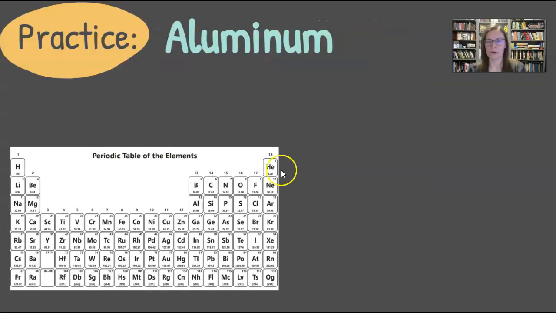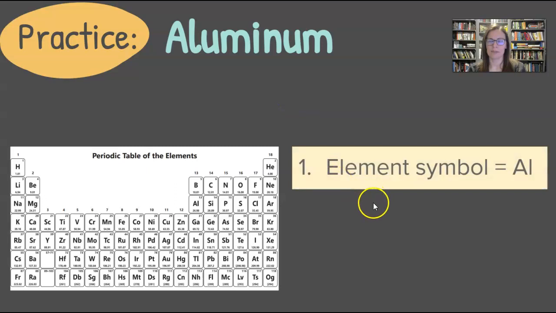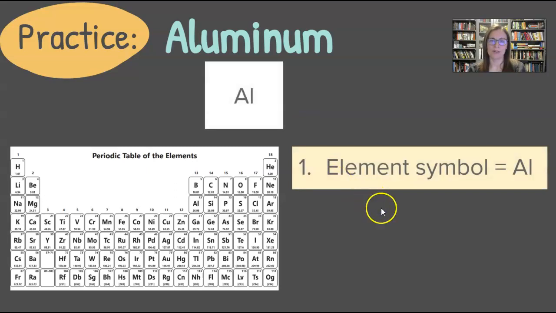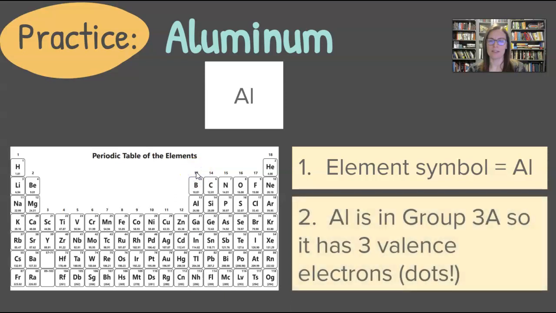All right, so we're going to do another example here and do aluminum, which is element number 13. Step 1 is to just write your element symbol. Step 2 is to say, in terms of A group elements, this is actually 3A, so it has to have 3 valence electrons. So I'm going to put 3 dots around it. 1, 2, 3, and I'm done. So electron dot diagrams are fast and easy.